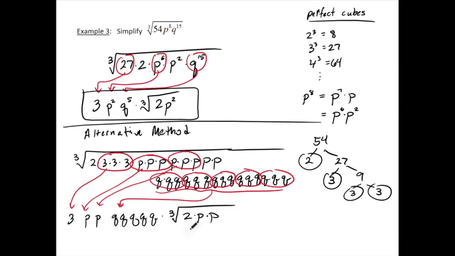So this gives us the same answer when we simplify 3 times p squared times q to the 5th power times the cube root of 2 times p squared. Either of these methods will work fine, but the alternative method is not always practical depending on the size of the exponents on the variables. So it's good to understand this first method as well.